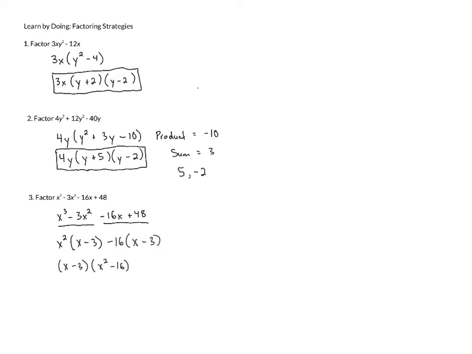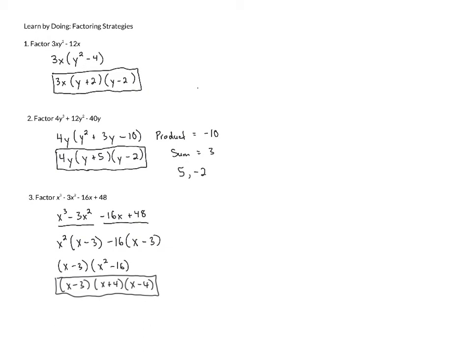Now, are we finished, or is there something else we could do to break things down further? Because x squared minus 16 is a difference of squares, we can break that down further. We'll keep the x minus 3 out front, and x squared minus 16 becomes x plus 4 times x minus 4, and now nothing can be broken down any further, so this is our final answer.